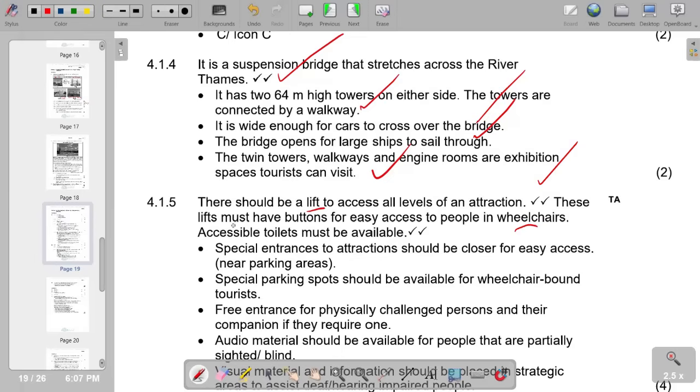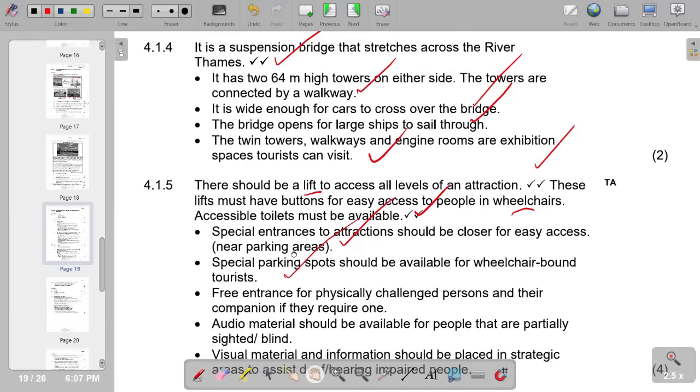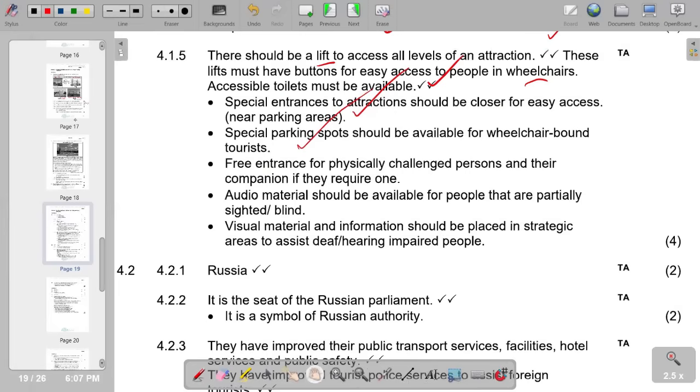So we also have that accessible toilets must be available. Special entrances to attractions should be closer for easy access, that is, near parking areas, and also special parking spots should be available for wheelchair-bound tourists. So further points we also have are also correct in terms of that part. And then we move on to the next question.